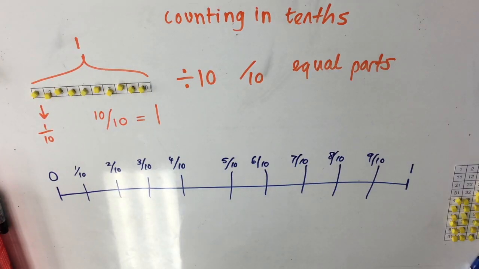So, just to recap, when we're thinking about tenths, we're dividing 1 whole into 10 equal pieces. And that tenths is linked to dividing by 10.